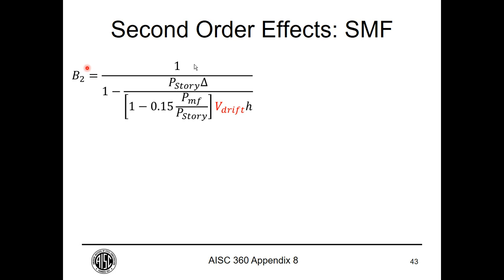So here's the factor B2, more or less taken from AISC 360. It has the P story, it has the displacement, and that's the displacement that corresponds to the shear that's applied. So this is the drift, the shear that we calculated for the drift check, and this is the unamplified drift that corresponds to this shear. Then there's an RM factor, which relates to how much of the force is supported by moment frames compared to the overall effect on the story.